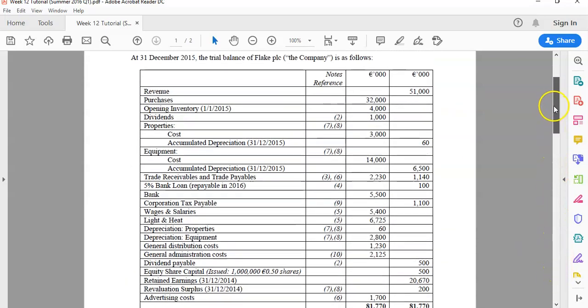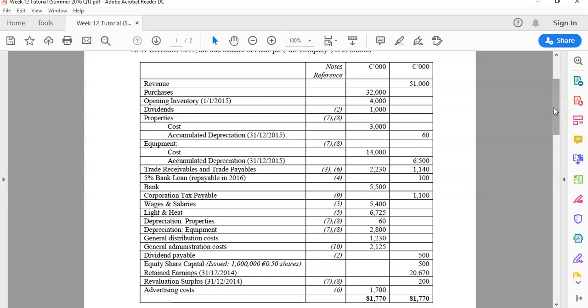You have a quick look at the trial balance, and I'll highlight some of the things I would have spotted as you go through. And then you have a look at the notes to see what standards came up and is there any links to other notes or links to the trial balance. So here you're given opening inventory because the year end is 2015, that's the start of 2015. We have dividends, which is related to note 2.